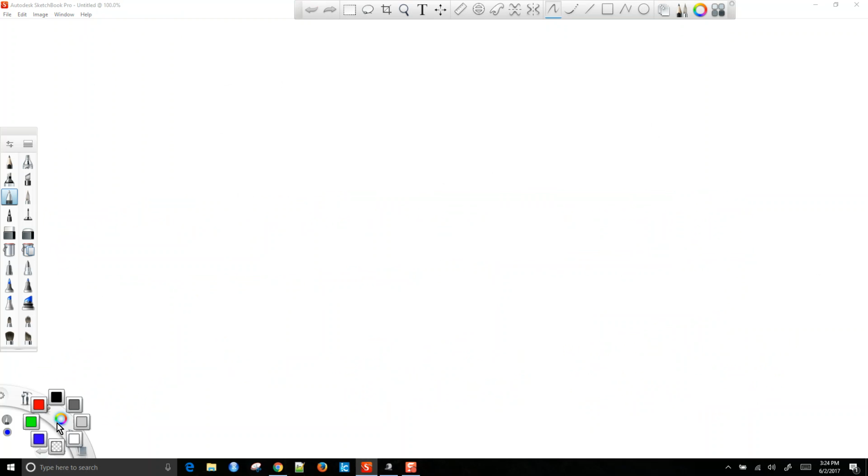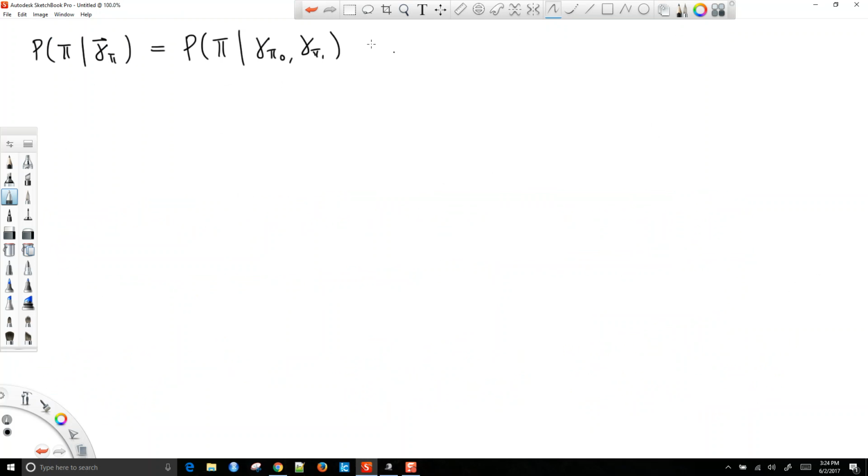Let's look at each of these pieces. We've got the probability of pi based on gamma sub pi, the vector gamma sub pi, which is the probability of pi based on gamma pi 0 and gamma pi 1. And this is basically a beta distribution.